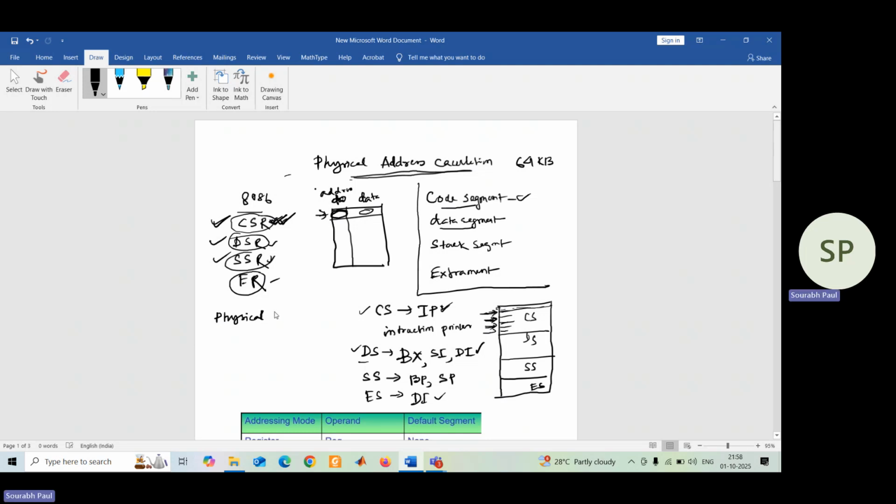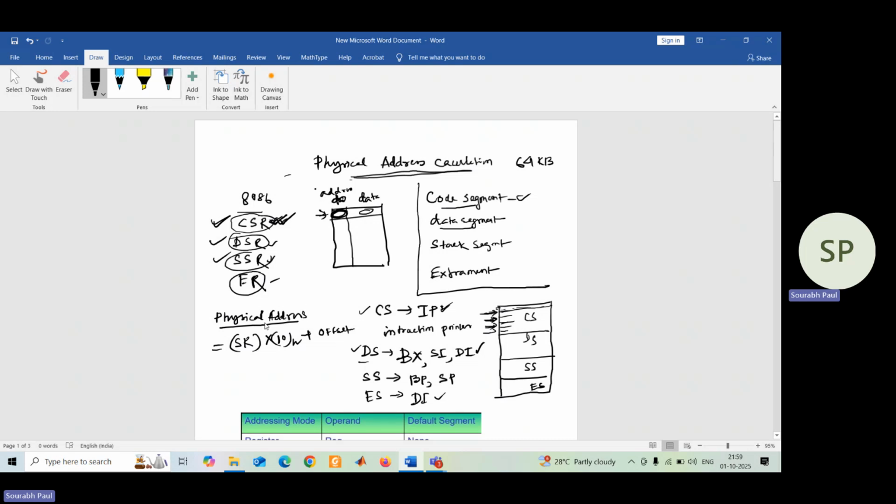To calculate the physical address, in order to find out the address of a memory location, you should follow this formula. What is the formula? Physical address is calculated as segment register value multiplied by 10, and this should be a hexadecimal value. The 10 should be a hexadecimal 10. Then plus offset. This is the formula you have to use to calculate the physical address in case of 8086.